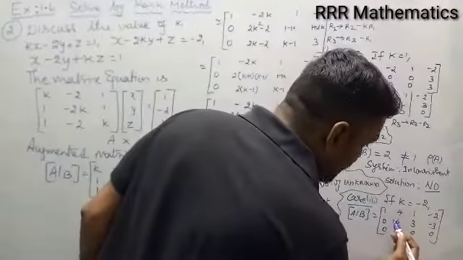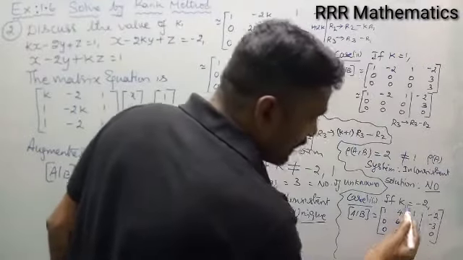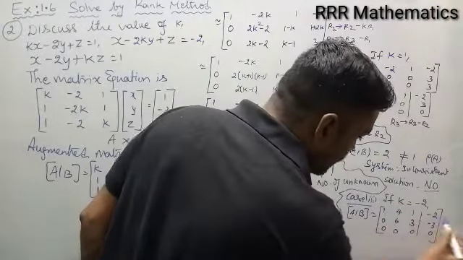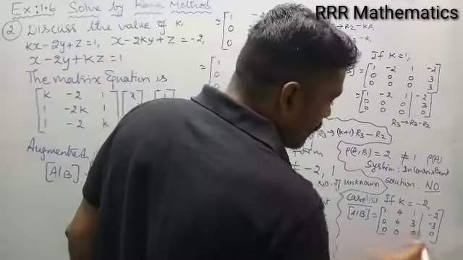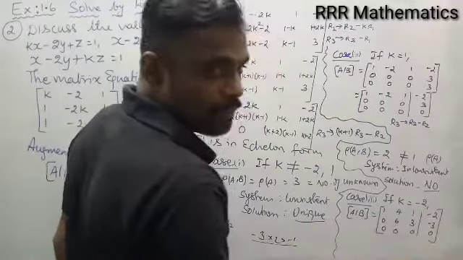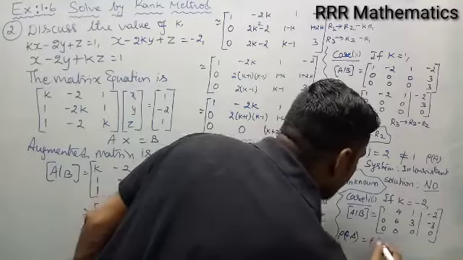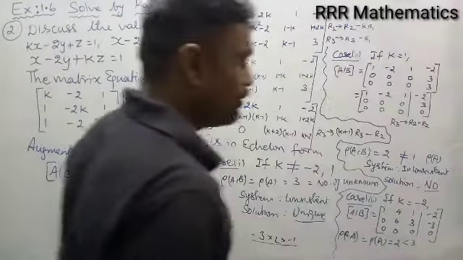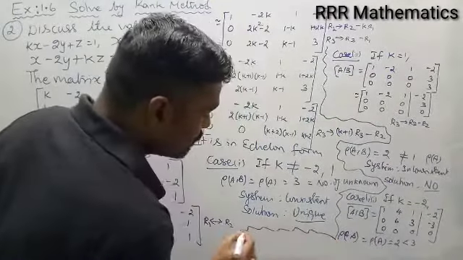See, in this case, the rank of A comma B is 2 and the rank of A is also 2. After substituting k equal to minus 2, I am getting the number of non-zero rows in A comma B is 2 and the last row is completely 0. So only rank 2. For the first three columns, it shows 2 non-zero rows, last row completely vanished. So in this case, the rank of A comma B and rank of A are equal to 2, less than 3, that is the number of unknowns. So, system is consistent.